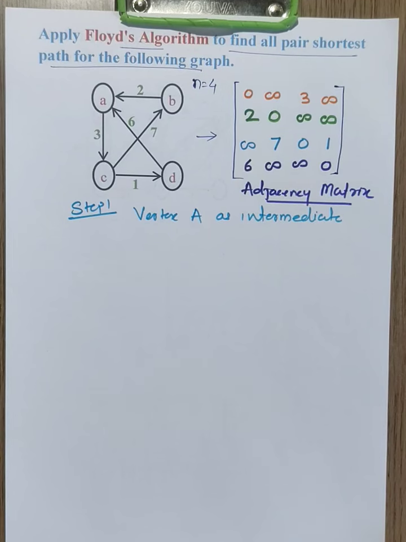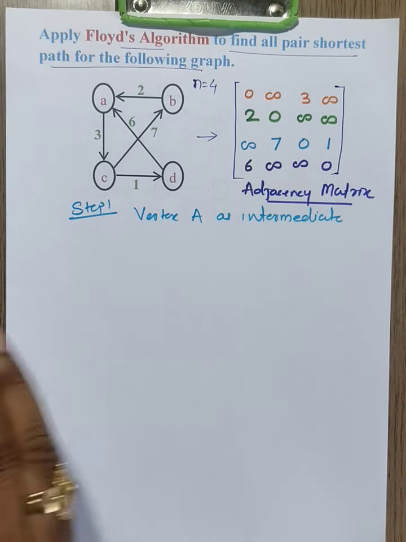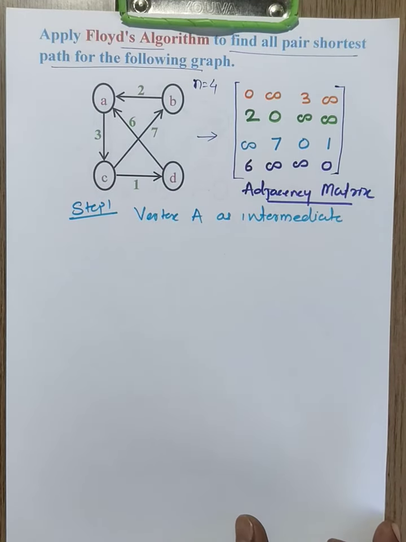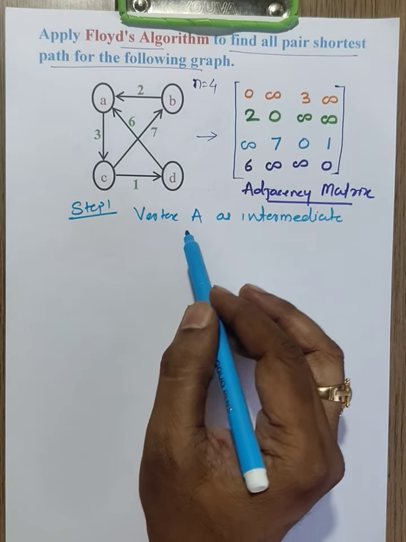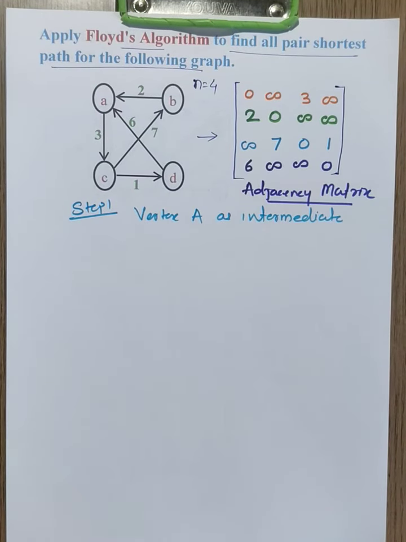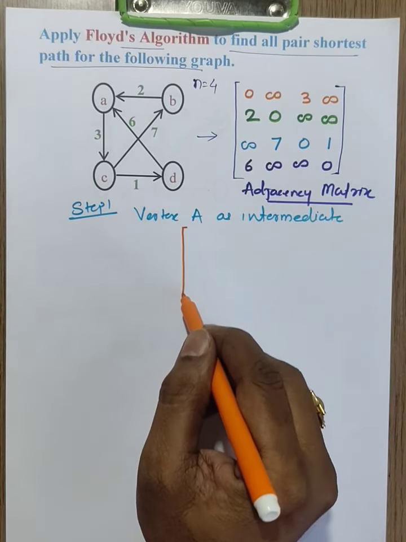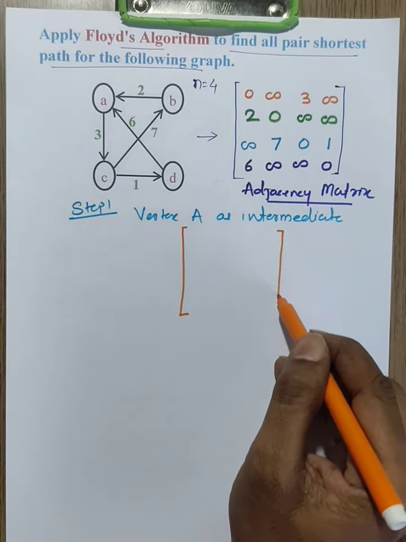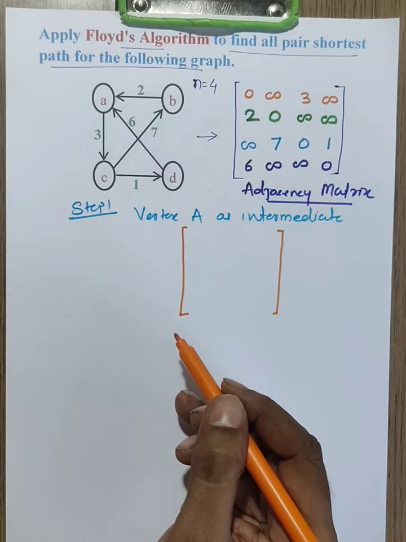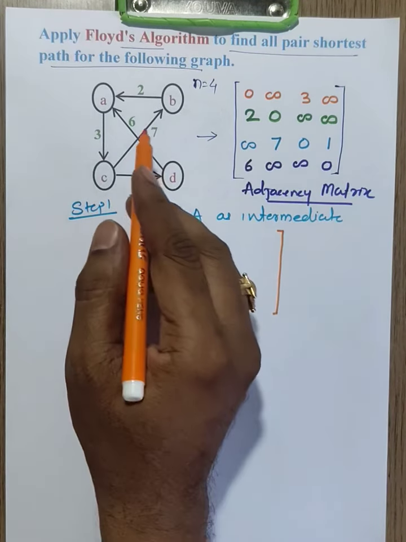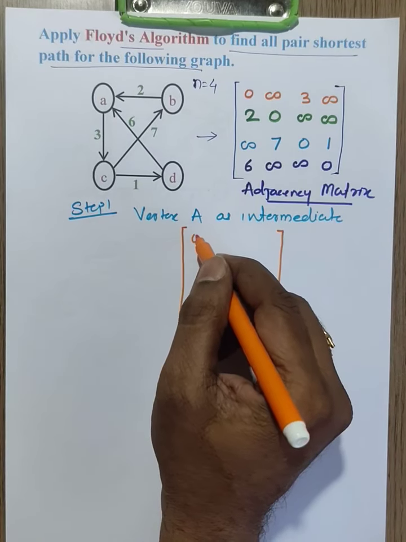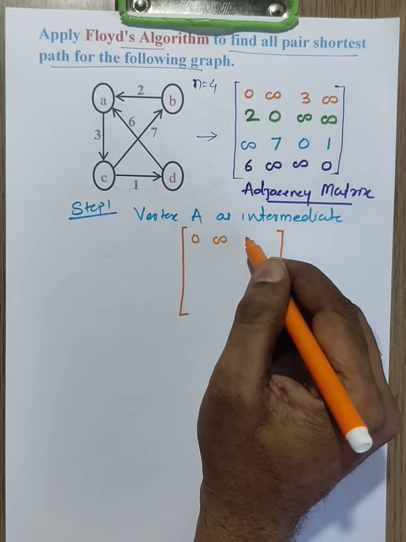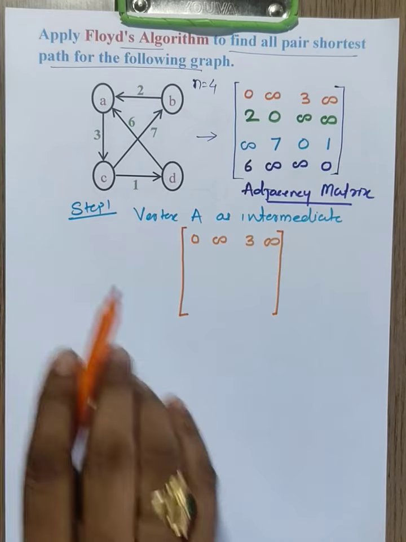intermediate vertex. Dear students, from these 2 examples, Warshall's algorithm and Floyd's algorithm, one example is 100% important for your exam. Maybe it will ask 2 also. Right. First, take vertex A as an intermediate vertex. If A is intermediate, then the first row will get the same values. A itself as an intermediate means 0, infinity, 3, infinity.